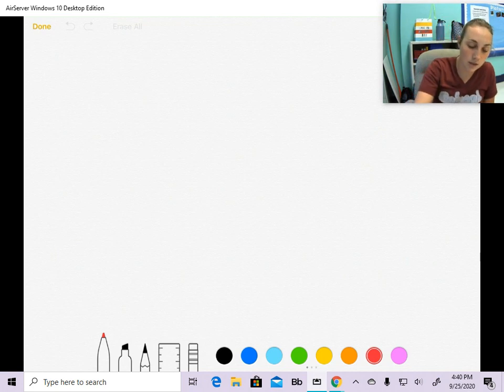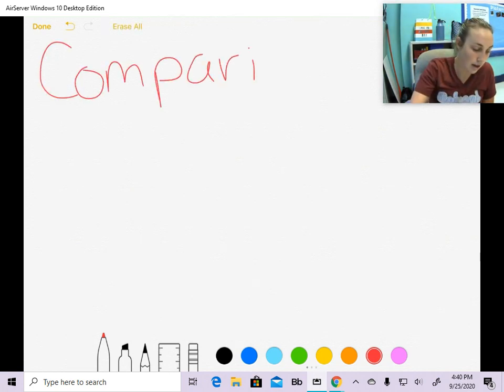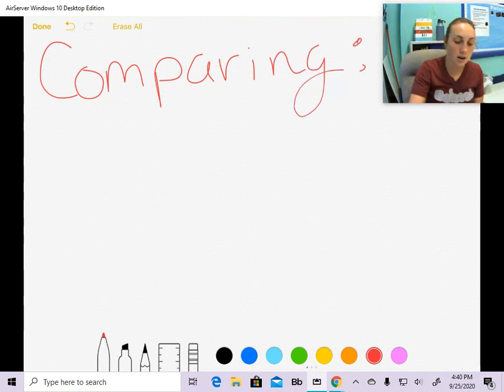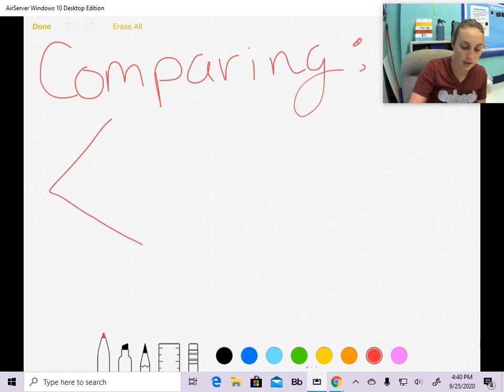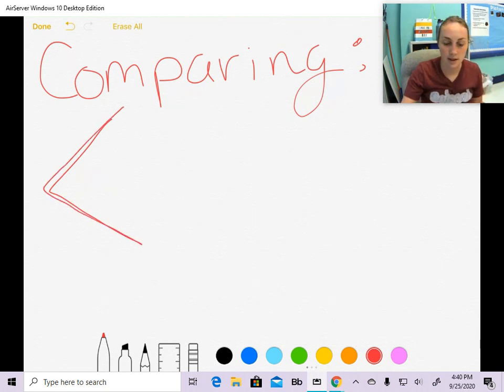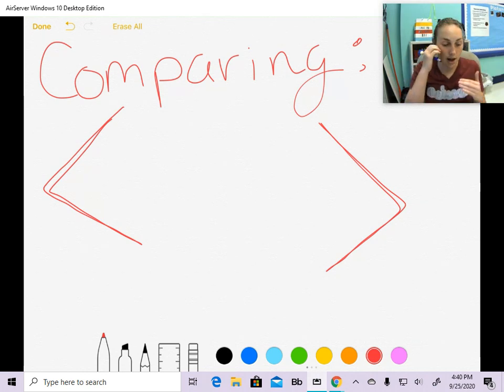So first thing we need to go over is comparing symbols. The symbols you need to really know are these symbols right here. Let's go ahead and do this. Okay. You have to be able to read these symbols correctly. This symbol on the left is going to be less than.